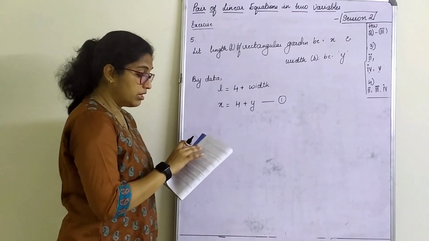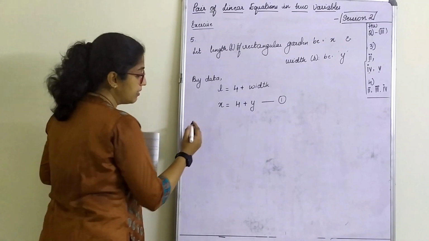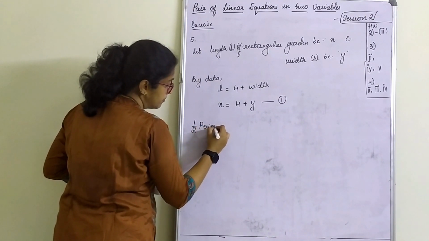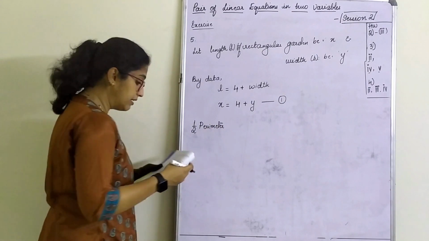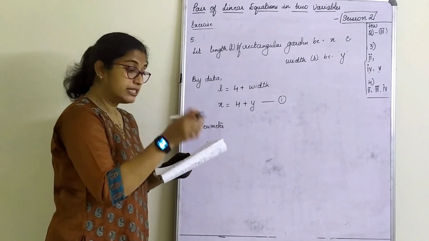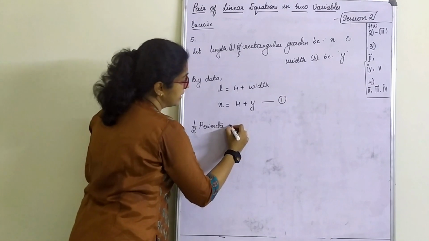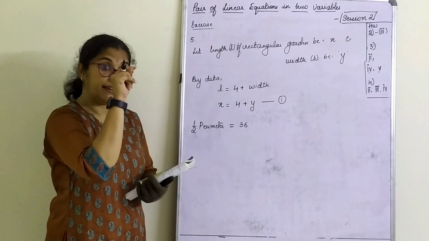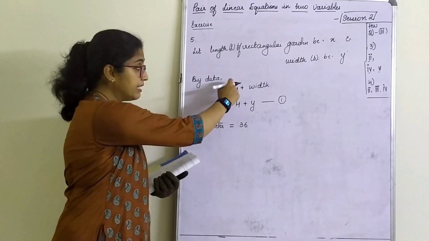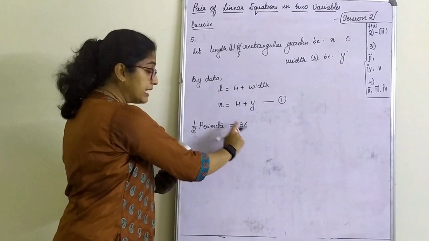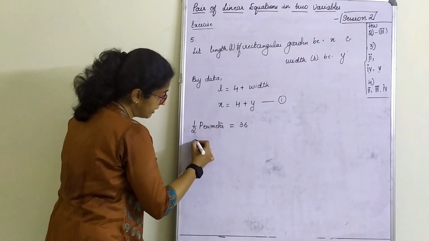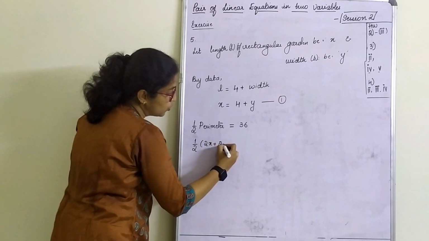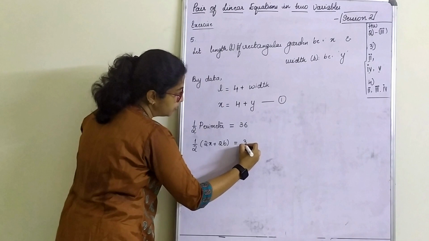Now come back to the question. Half the perimeter of a rectangular garden, that whole sentence is 36. Understood the question? They have given us this statement is 36. Perimeter of a rectangle, how do you write? Half of 2 times length plus 2 times breadth is equal to 36.